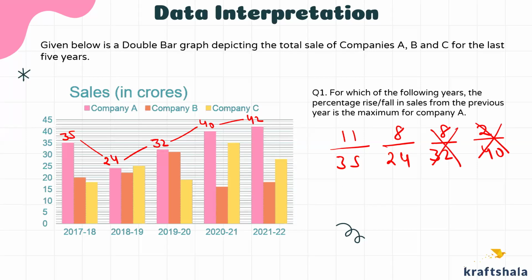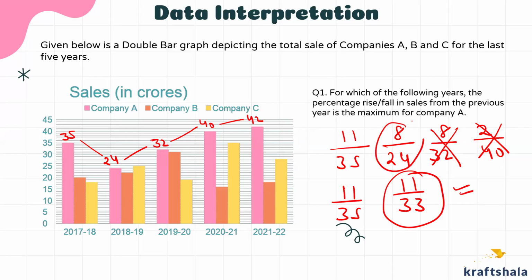Now, 8 by 24 is 1 by 3, and 1 by 3 can be written as 11 by 33, right? So 8 by 24 is nothing but 11 by 33, and the first value is 11 by 35. Now, which is bigger? Numerator is same, 33 is smaller. So overall, which is the maximum value? 11 by 33. That means 8 by 24. So the highest percentage rise is 8 by 24, which is coming in this year. So the answer is 2019 to 20.